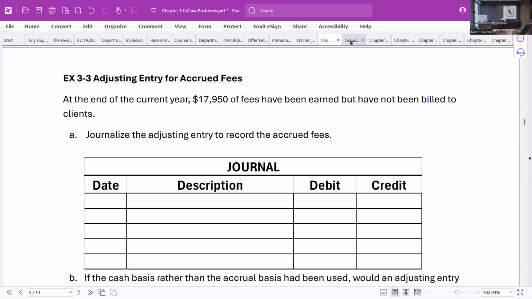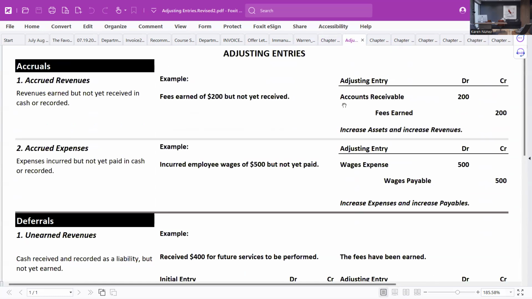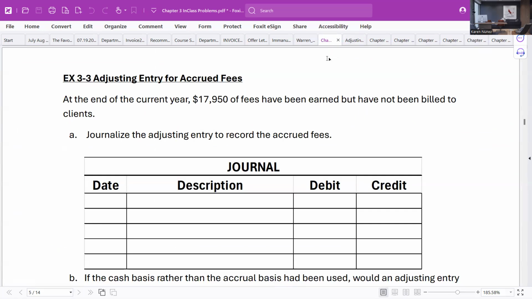So again, as a review, an adjusting entry for accrued revenue. That's one of the first things we looked at. An adjusting entry for accrued revenue. We need a receivable, debit that, and a revenue to credit it. That's all we're doing with an adjusting entry for accrued fees.